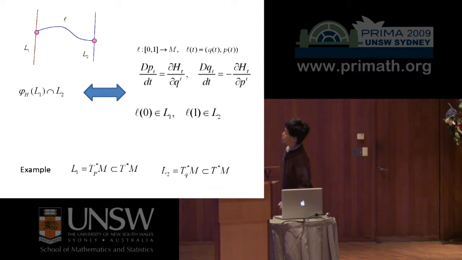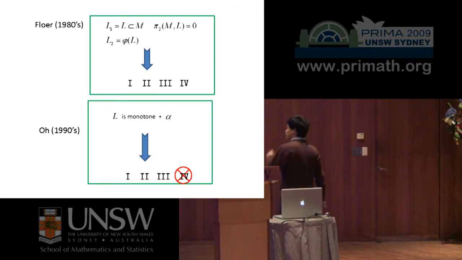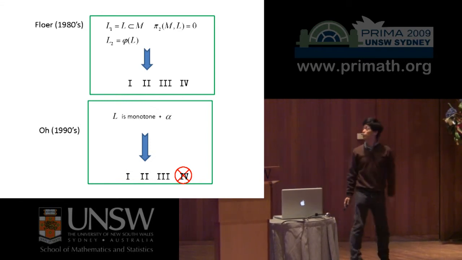So let me go back to the story. Now we have these four ideal properties which we want to prove. In particular, if you can prove these things, then we know the number of solutions of the Hamiltonian dynamics using these homology groups. So that is somehow one of the big motivations for Floer theory to be invented. And Floer, maybe in the 70s, I'm not so sure, 80s, invented this Floer homology theory.